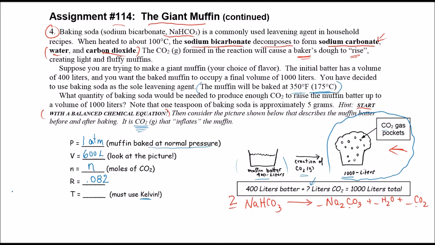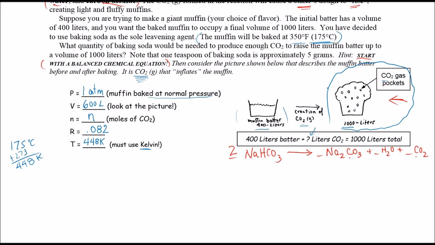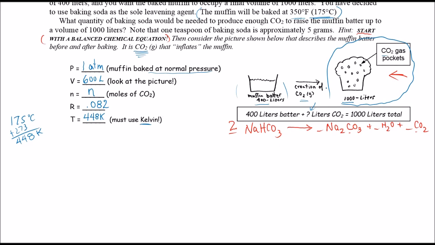Okay, so let me do a little calculation in the margin here. 175 degrees C plus 273 will get me a Kelvin temperature. Okay, so I'm seeing 448 Kelvin is equivalent to 175 degrees Celsius, which is equivalent to 350 degrees Fahrenheit. All right, we have all the numbers we need now to do the calculation. What quantity of baking soda would be needed to make this happen?